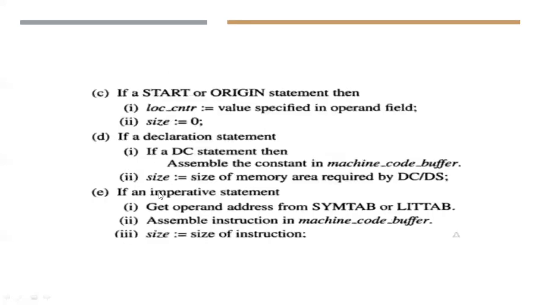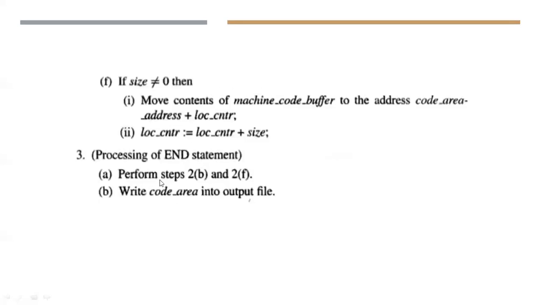Coming to the end of the algorithm, if size is equal to 0, then what is to be done? If size is equal to 0, the assembler just moves the contents of the machine code buffer to the code area address plus location counter. So always LC is initialized with the address given by START, and LC is modified with location counter plus size.